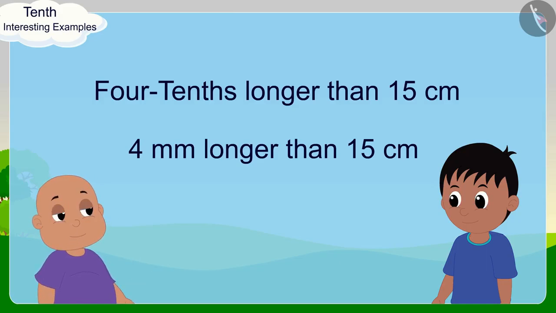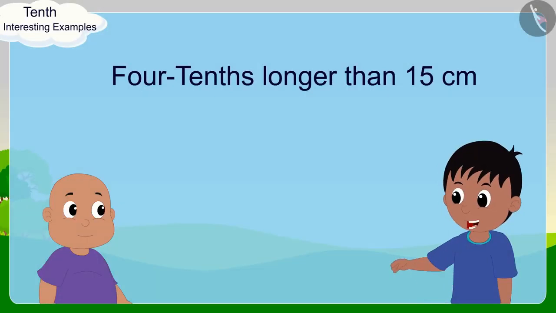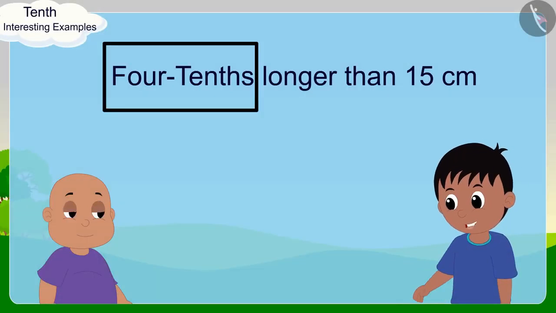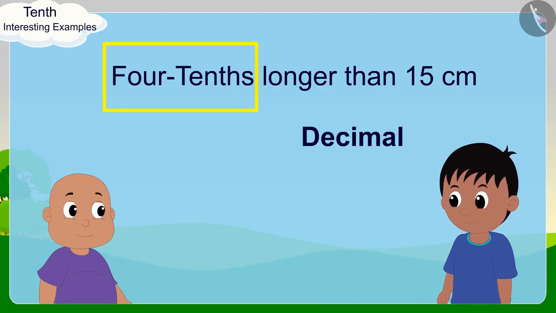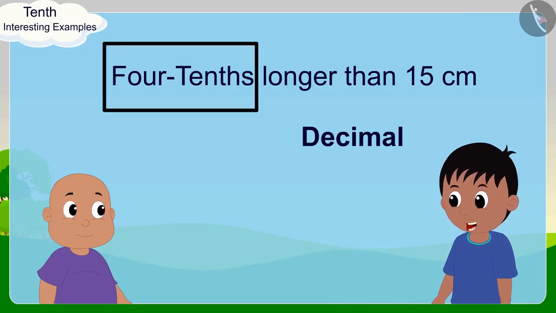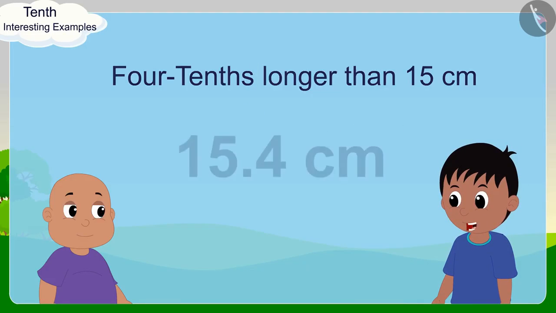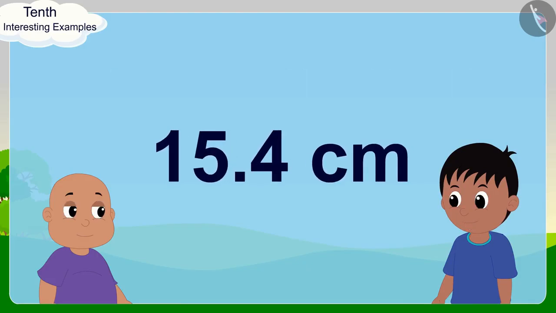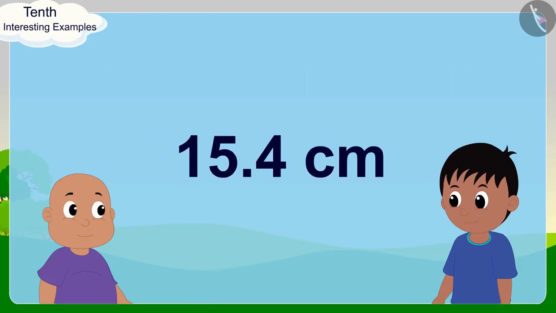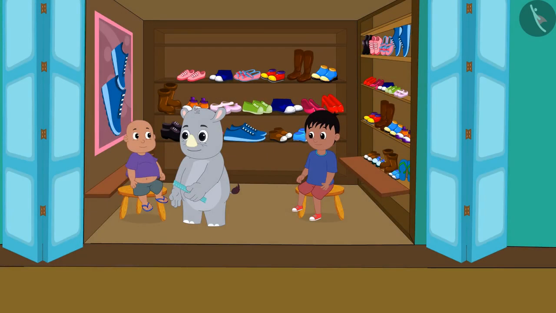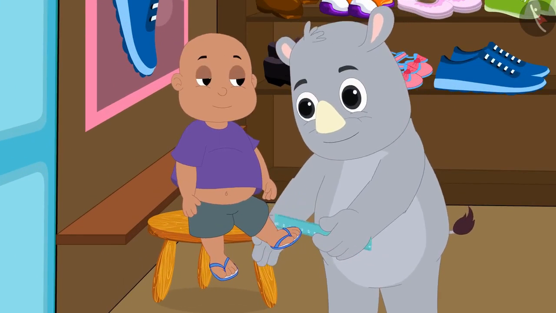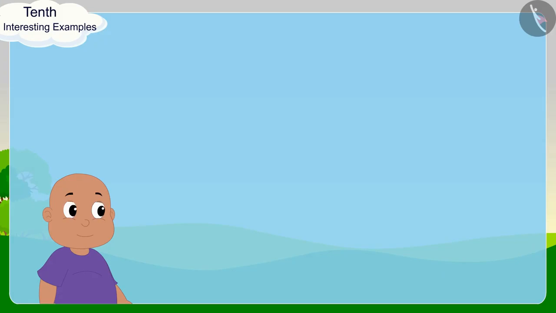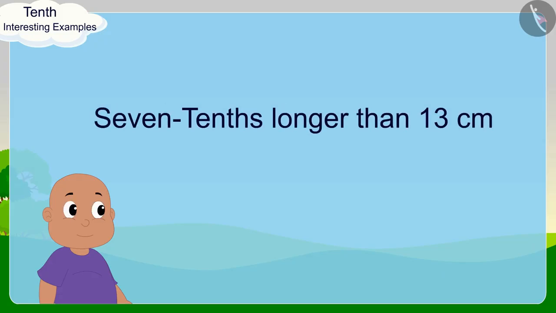Bablu said excitedly. And do you know, since we can also write a tenth using decimal, we can say that the measurement of my foot is 15.4 centimeters. Raju told Bablu. Now Bablu measured his foot. Bablu's foot's measurement is 7/10 longer than 13 centimeters.